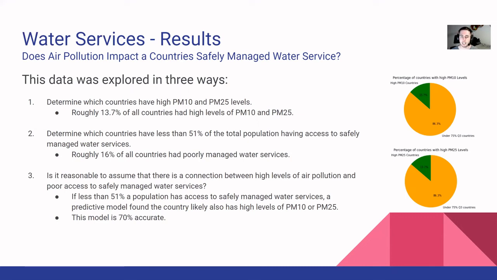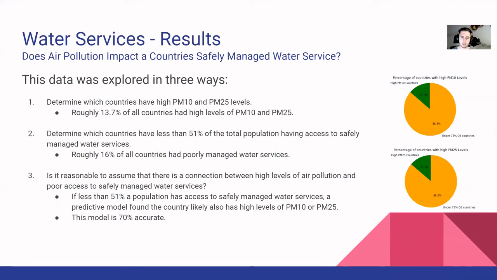And finally, is it reasonable to assume that there is a correlation between a country having a high level of PM10 or 25 and the same country having poor access to a safely managed water service? Using a linear predictive model on a fairly balanced data set, is it true that if under 51% of the population lack safe access to water services, it meant having a high PM10 or PM25 level?